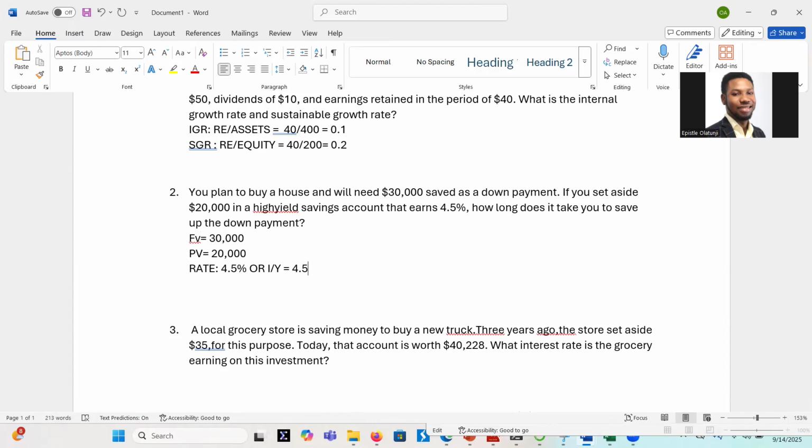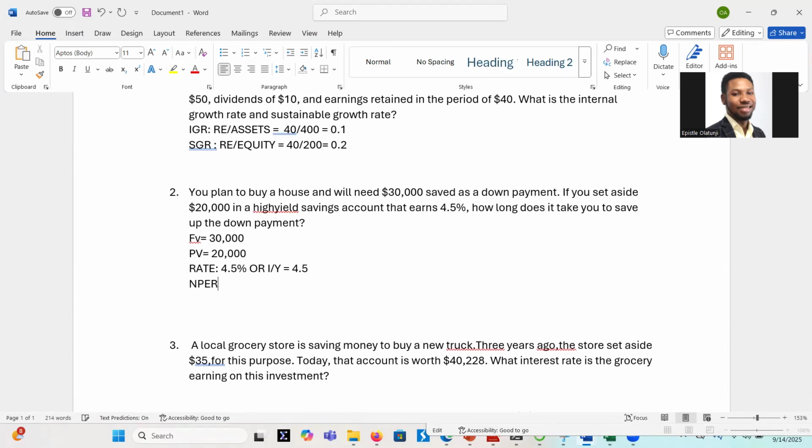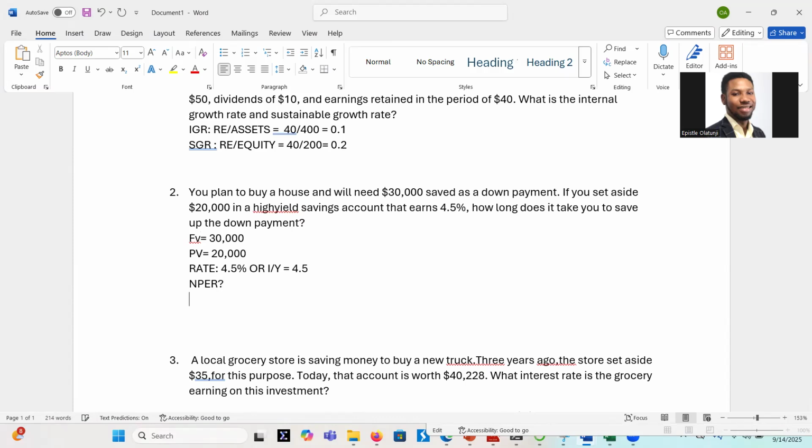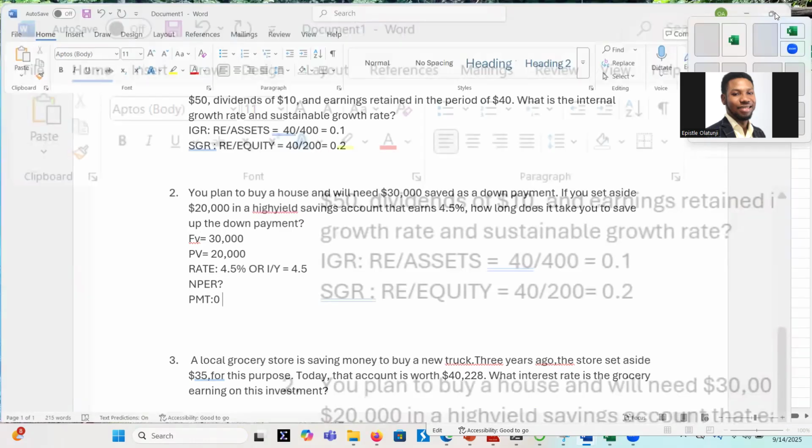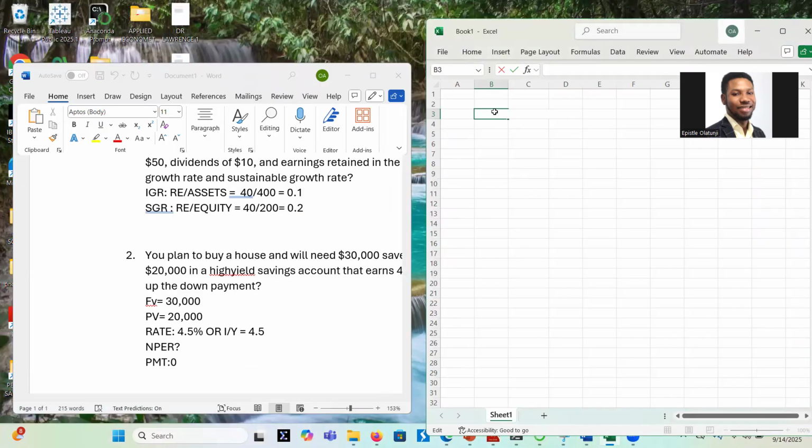Now we're looking for the number of years it's going to take us to get to $30,000, and we don't have anything like payments. There's no payments here. So now we're just going to dive into Excel and input these numbers. Yeah, so this is our Excel.